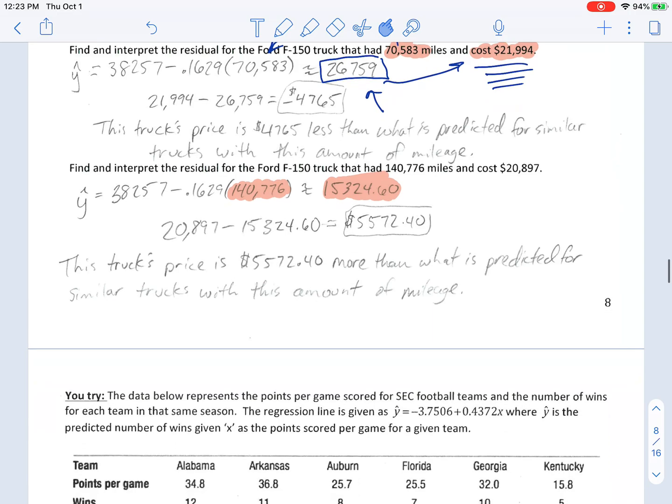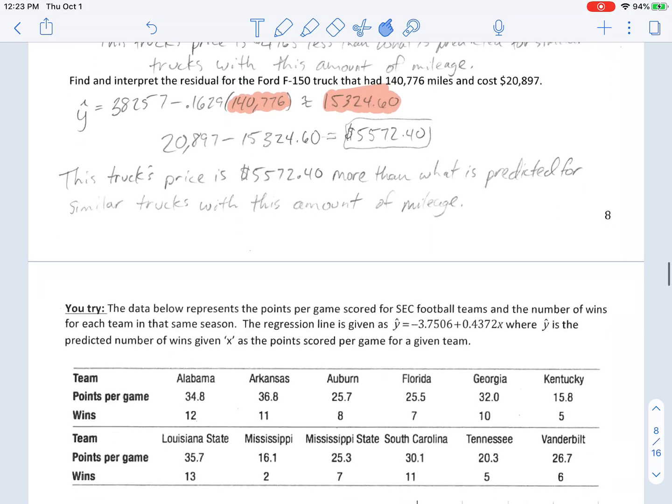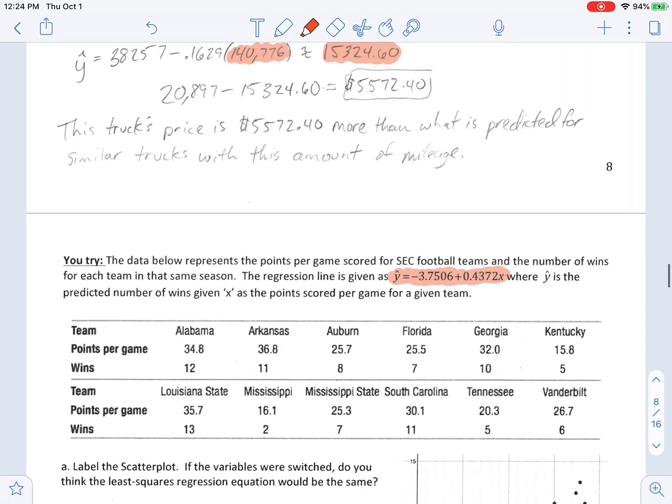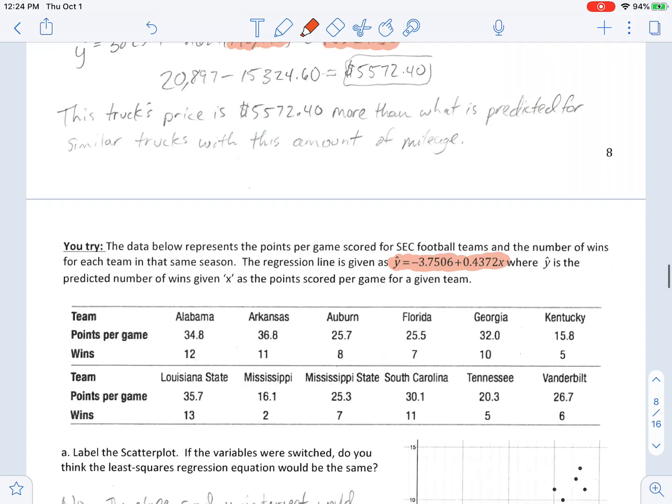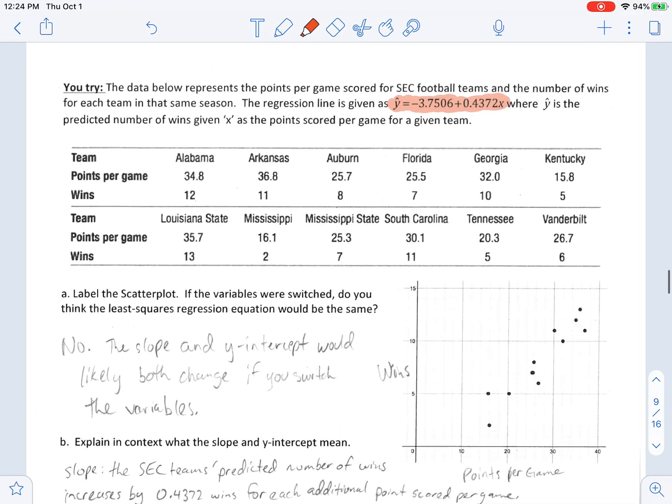All right, so this next one, feel free to go ahead and try it. You see some points per game for SEC football teams and the number of wins. Obviously, you would expect more points scored for your team means more wins. That doesn't always happen sometimes, but here's the regression data and the regression equation. See if you can do some of these things. I'll give you a minute. Okay, minute's over. Hey, way to go.